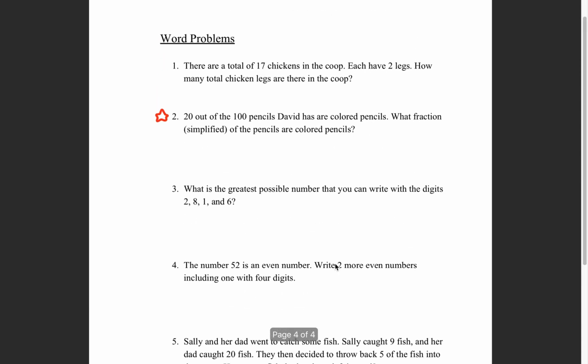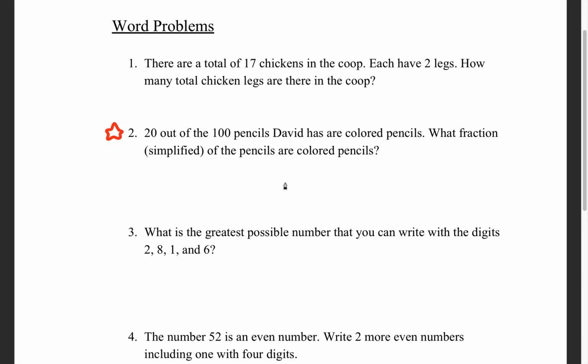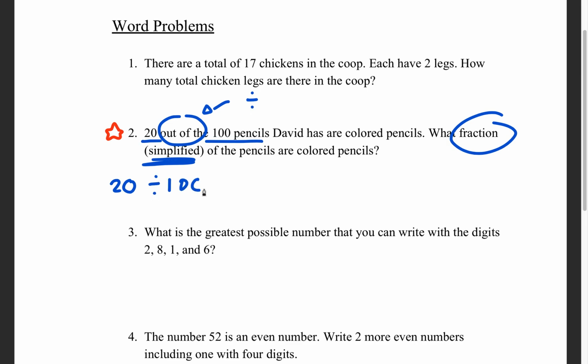Last example. It's going to be a word problem. 20 out of 100 pencils David has are colored pencils. What fraction, simplified, of the pencils are colored pencils? So there's 20 colored pencils out of 100. Out of usually means divide. So this is 20 divided by 100. But since they're asking for a fraction, basically we put the first number on the top and the second number on the bottom.